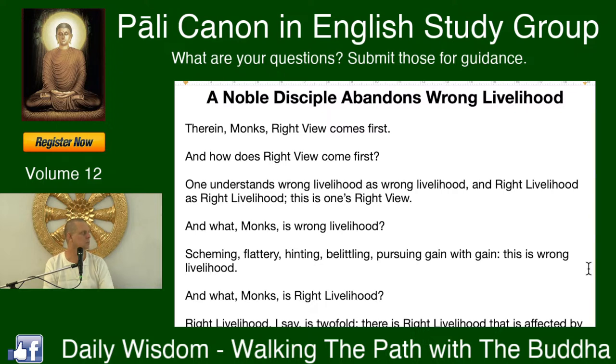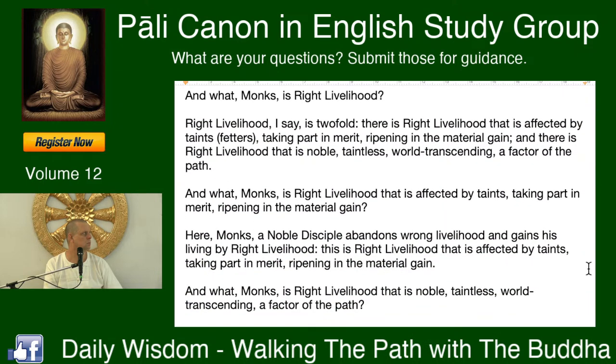And what, monks, is wrong livelihood? Scheming, flattery, hinting, belittling, pursuing gain with gain. This is wrong livelihood. And what, monks, is right livelihood? Right livelihood, I say, is twofold. There is right livelihood that is affected by taints, fetters, taking part in merit, ripening in material gain. And there is right livelihood that is noble, taintless, world-transcending, a factor of the path.